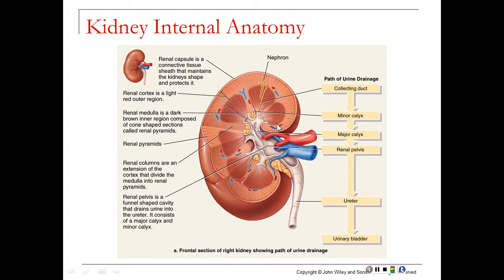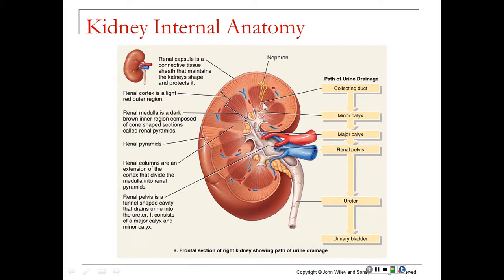So here you can see the internal anatomy of our kidney. You see that area that I called the renal pelvis, which is this like indentation area of our kidney. This outermost area here, this is our cortex, and then the medulla is this inner area that's a little darker in color. You have these special areas here called renal pyramids. So here's a pyramid, here's a pyramid, here's a pyramid, etc.